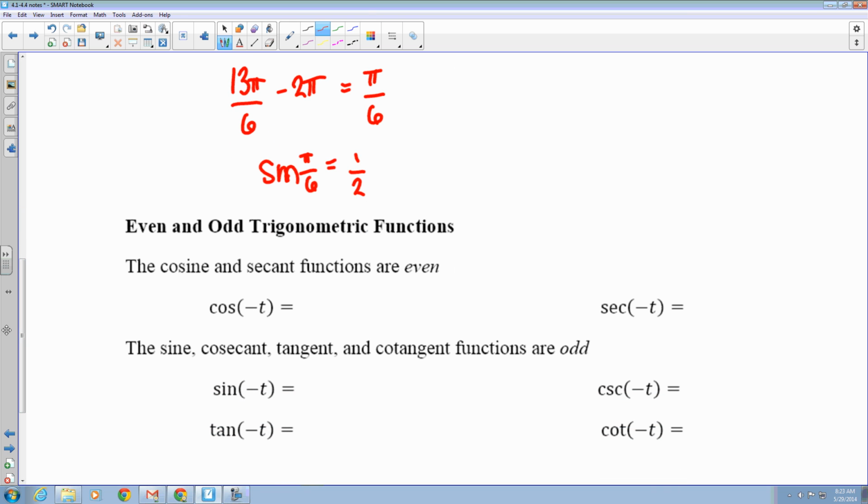Okay, the last thing is just talking about even and odd functions. Cosine of negative t and secant of negative t, these two are even functions, meaning that the cosine of negative t is going to be the same thing as just cosine of t and secant of t. And the other 4 are all odd. So if I'm trying to find the sine of negative t, it would be negative sine t. All these would be the same.